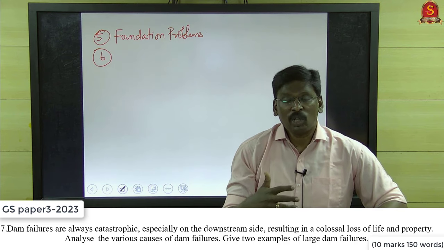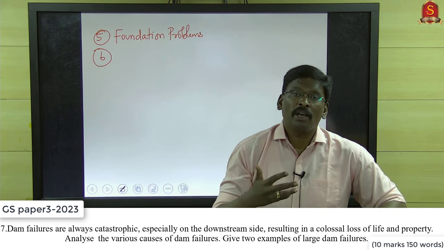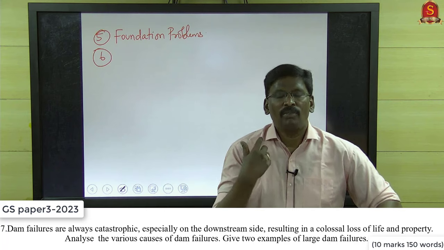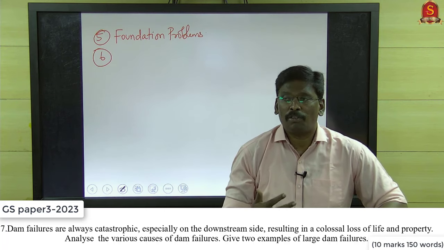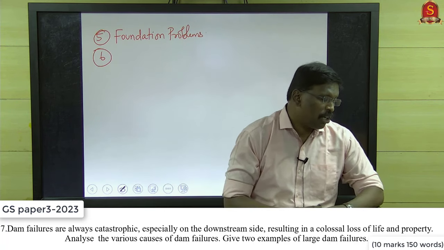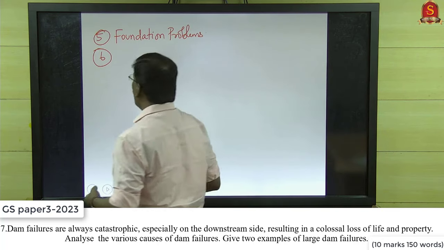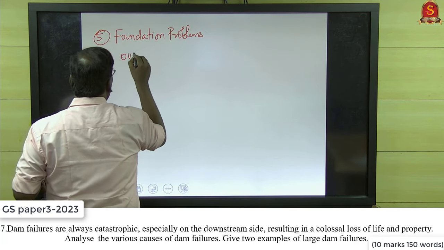So those factors also result in a dam burst, which would be catastrophic for the life and property of the people. And the next one, overtopping.